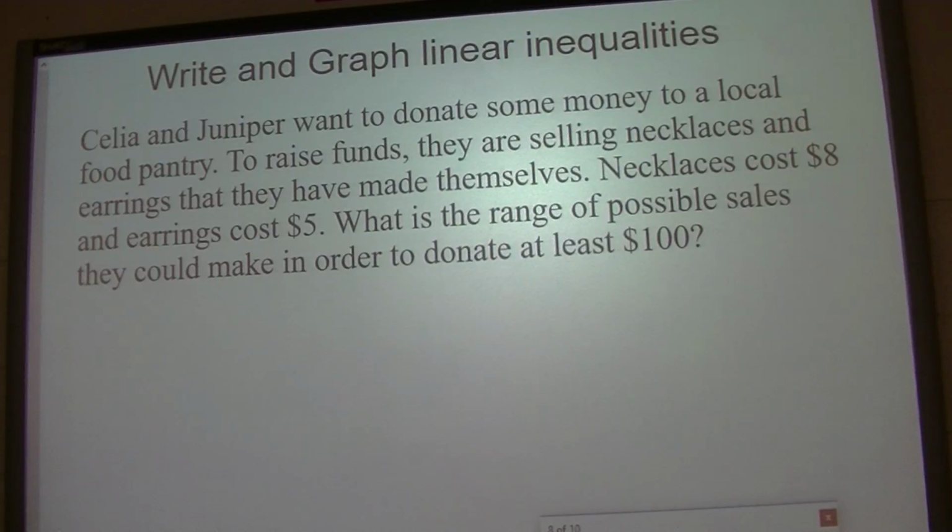Here we have to write and graph a linear inequality. Cecilia and Juniper want to donate some money to a local food pantry. To raise funds, they are selling necklaces and earrings that they have made themselves. Necklaces cost $8 and earrings cost $5. What is the range of possible sales they could make in order to donate at least $1,000?